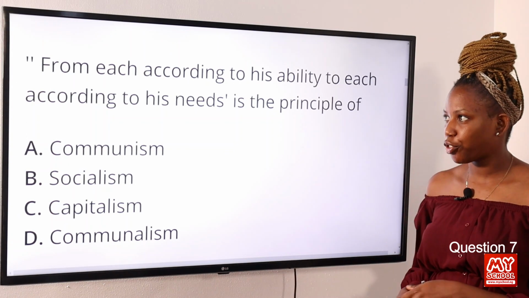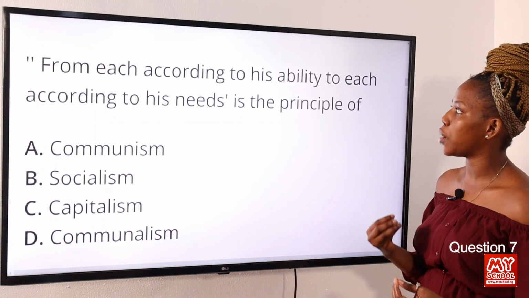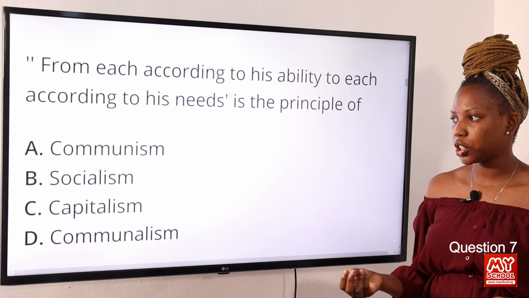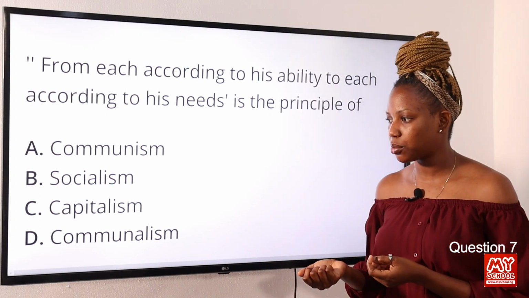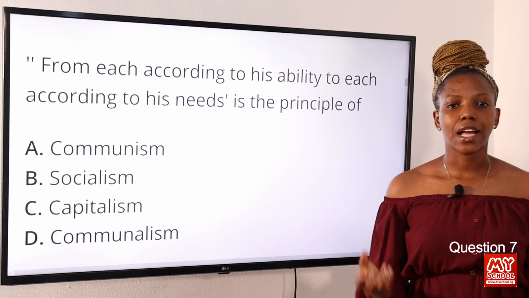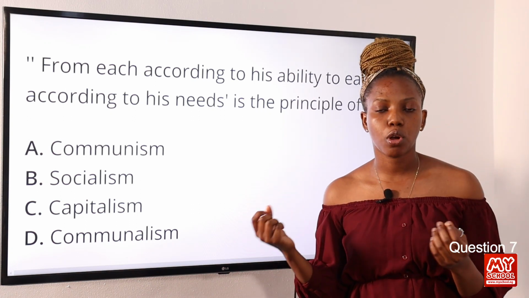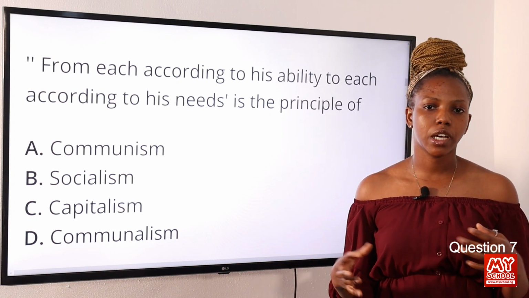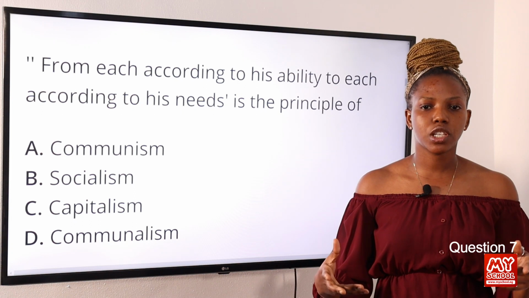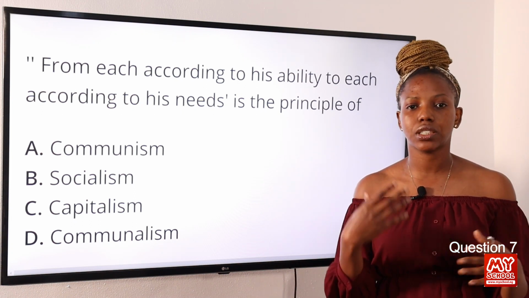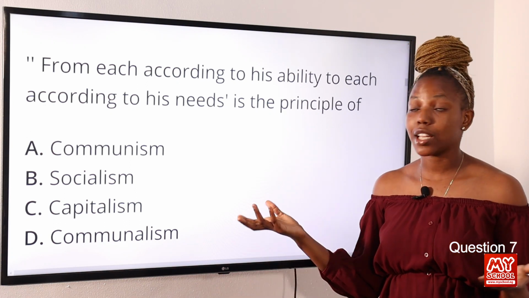Question 7. From each according to his ability to each according to his needs is the principle of option A, communism. Option B, socialism. Option C, capitalism. Option D, communalism. The answer to this question is communism. Communism is a system in which properties are owned and controlled by the community, in which a person contributes and receives according to his ability or needs. So the answer is option A.